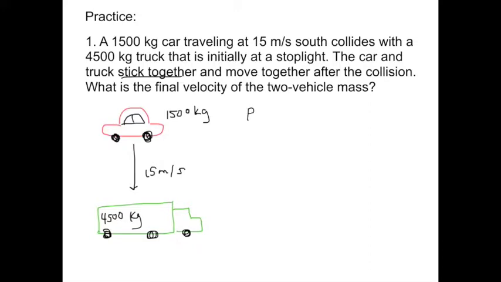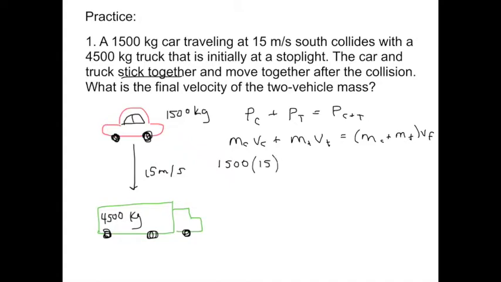So we can write the momentum equation as momentum of the car plus momentum of the truck equals momentum of the car and truck, or in other words, the mass of the car times velocity of the car plus mass of the truck times velocity of the truck will equal the total mass together times the final velocity. Now we're ready to plug in some numbers. Mass of car is 1,500 kilograms, and the velocity is 15 meters per second. The mass of the truck is 4,500 kilograms, but its velocity is 0, so this will go away eventually. Now we're looking for the combined mass of the two, so that'll be 6,000 times the final velocity.